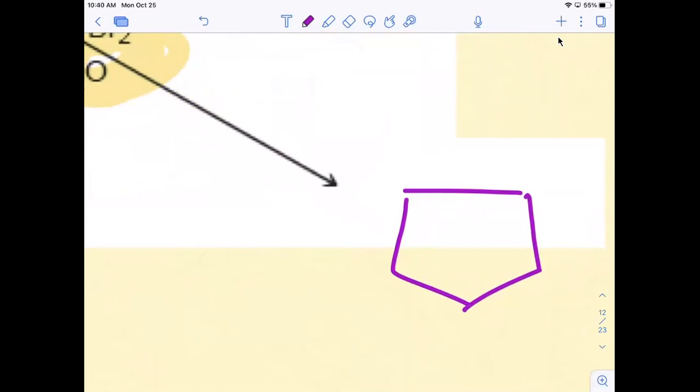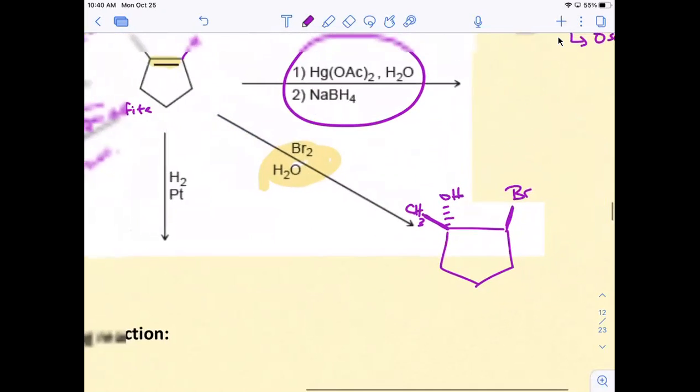So I'm going to write that like this. The bromine is going to be here. And the reason I'm showing the stereochemistry is because it's trans, just like it would be if it was a halogenation. Right. And then the methyl group, I'm going to draw that here, like so. So this is a halohydrin.